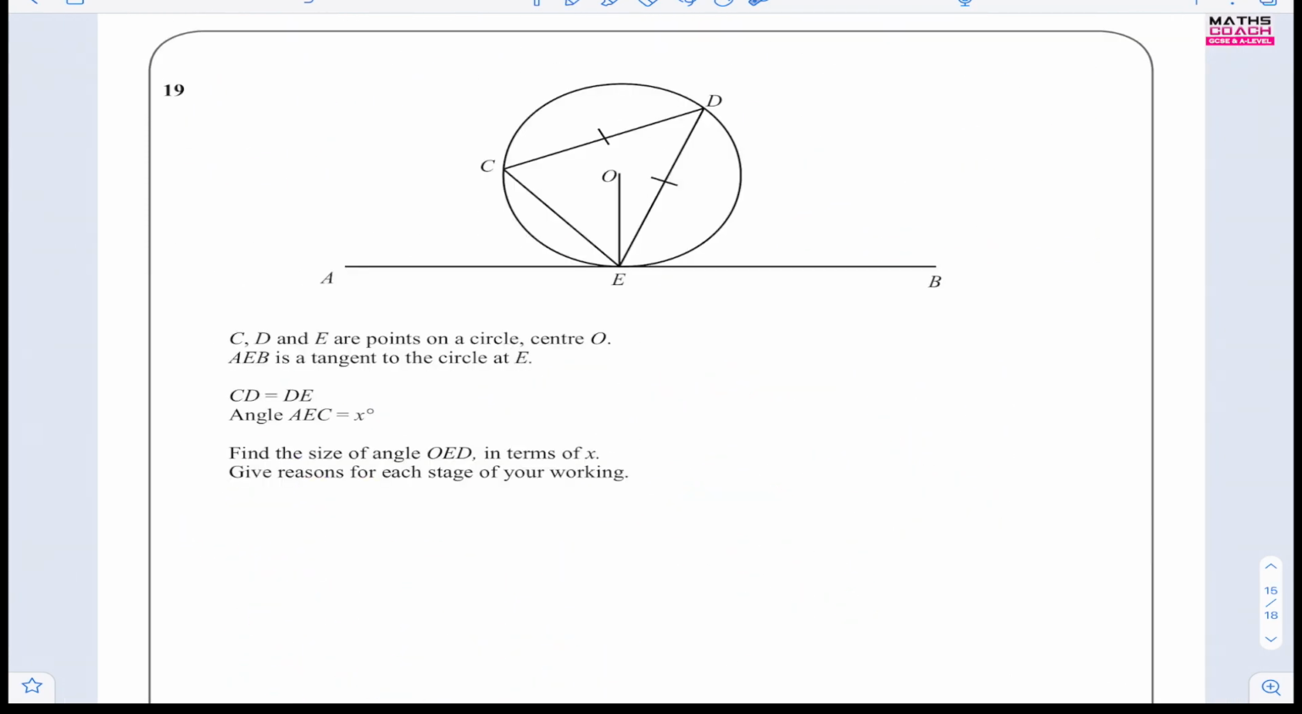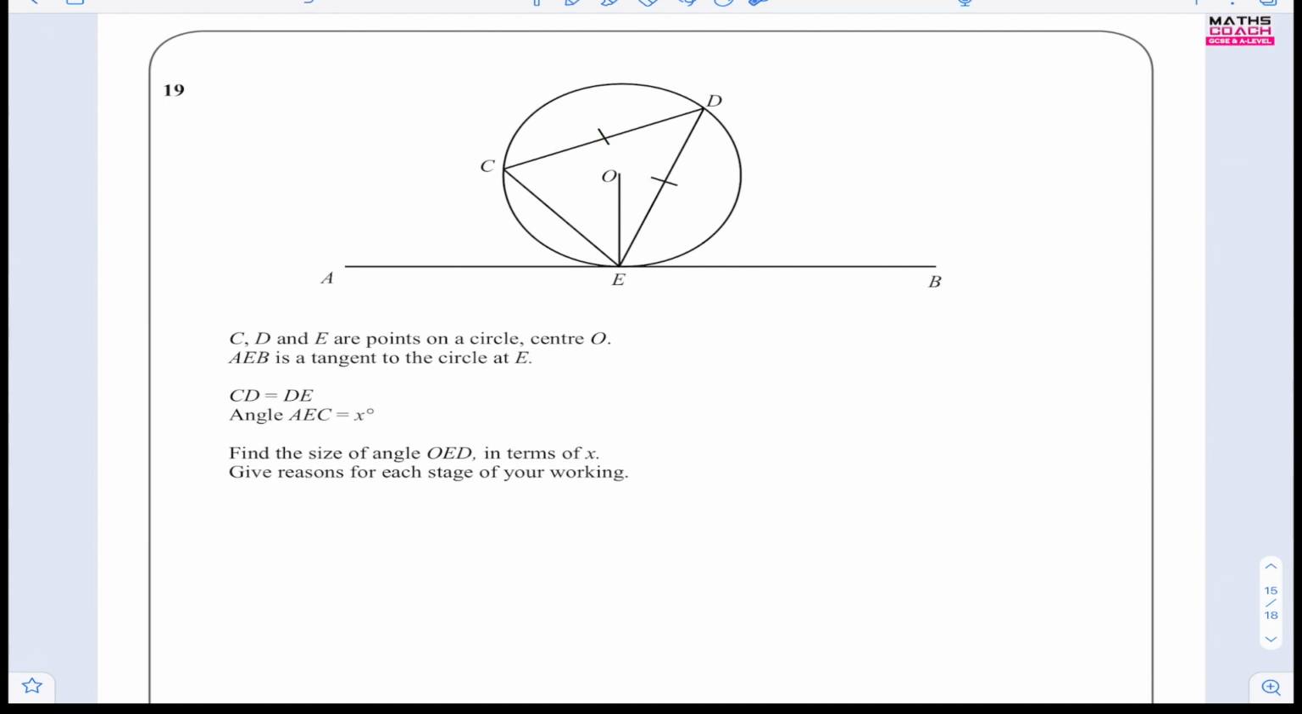Question 19. We have a circle lying on a tangent and we have a triangle inside. So we are told that C, D and E are points on a circle, center is O. AEB is a tangent to the circle at E. We are told that length CD is equal to length DE, and that is also stated by these lines right there.